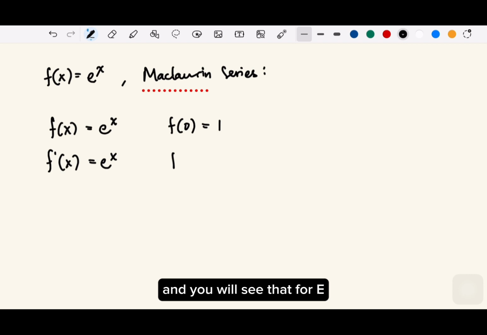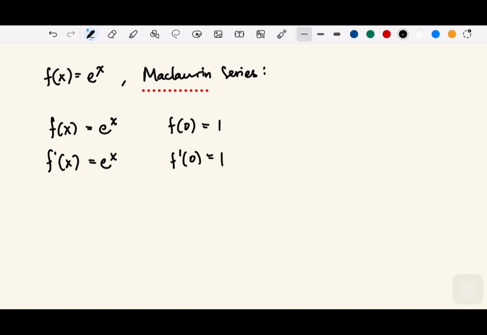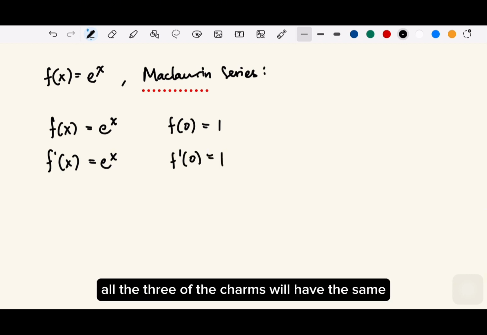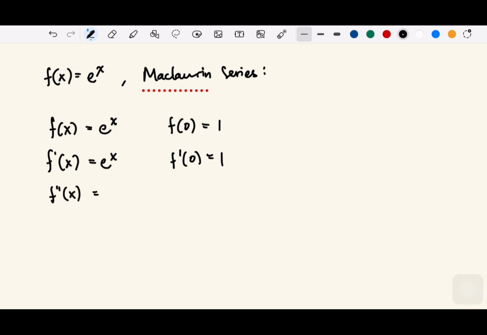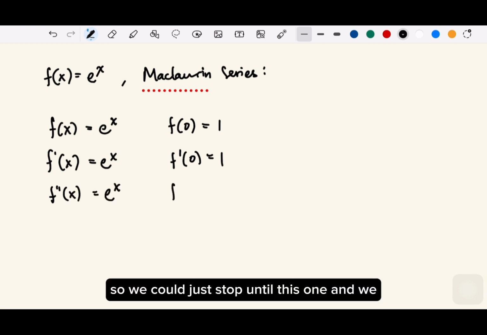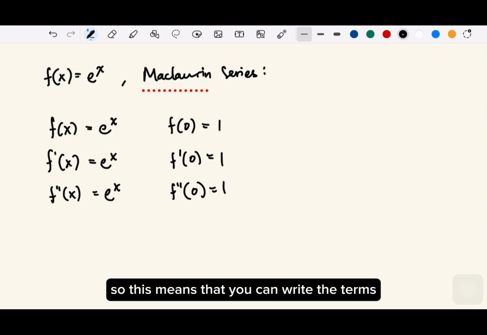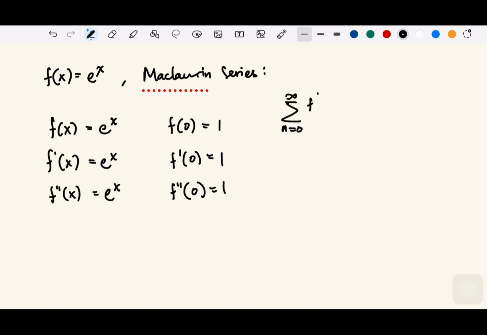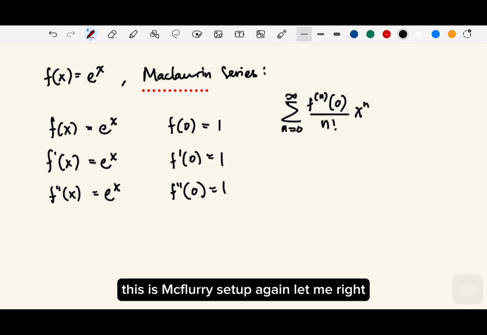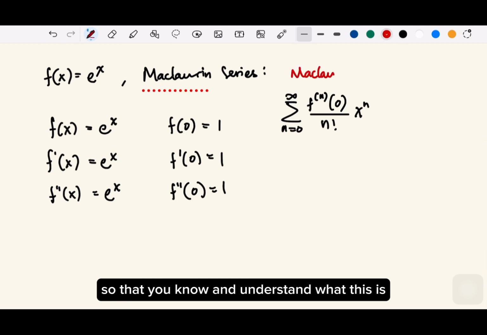e to the x. You'll see that for e, all the derivative terms will have the same e to the x, right? So we could just stop at this one, and make the conclusion that this is always equal to 1. So this means that we can write the terms. This is the Maclaurin setup. Again, let me write it so that you know and understand what this is.